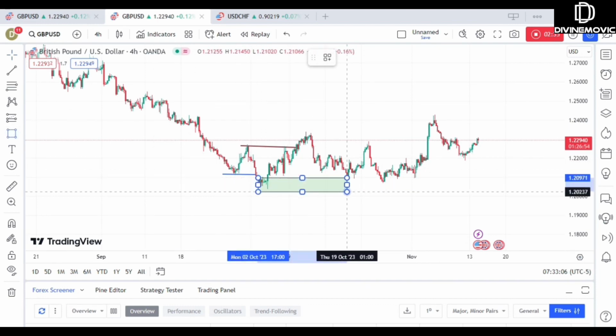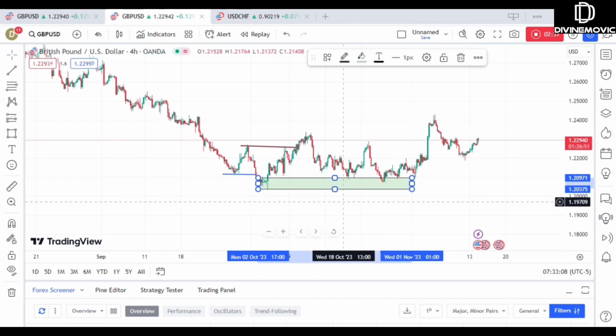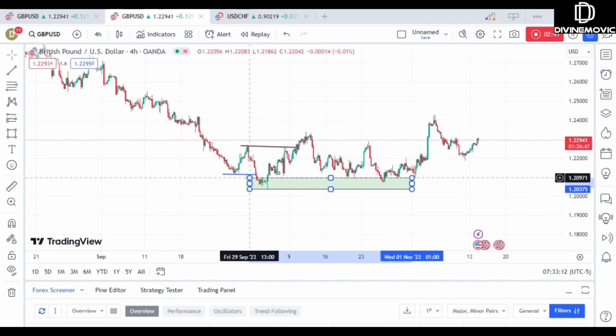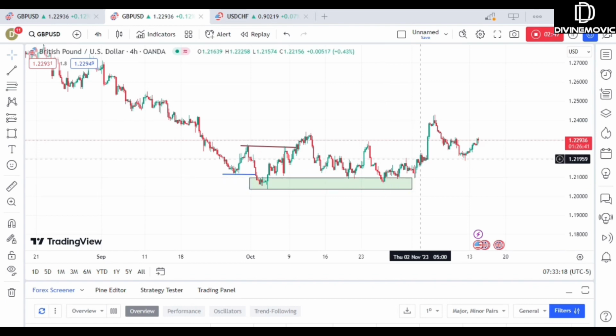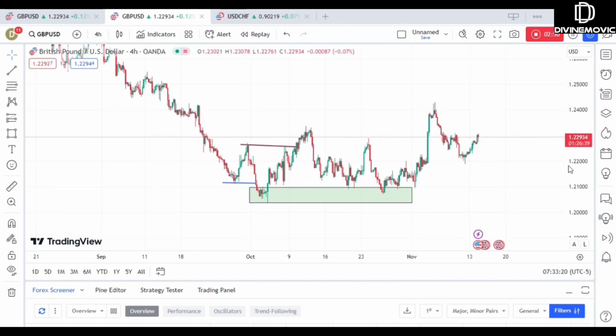Now this place becomes a point of interest caused by a change of character. So we are going to be interested in what price is going to do when price eventually comes here. I remember I took a sell from this position here down to this place. I'm going to explain to you why I took that sell.